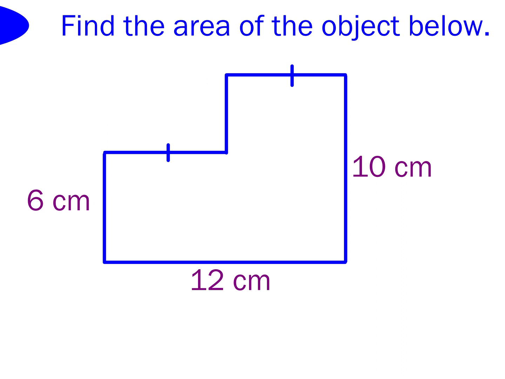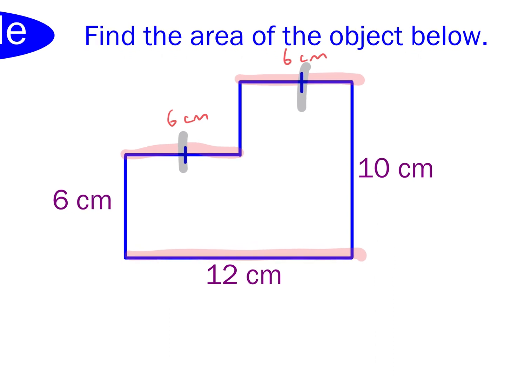So first of all, we have this and this. They both have a little hash mark. The hash mark is there to tell you they're the same. So if they're the same and this is 12, then how much is this? Yes, it's 6. So it's going to be 6 centimeters. That's also 6 centimeters. And we can use that to find our areas.